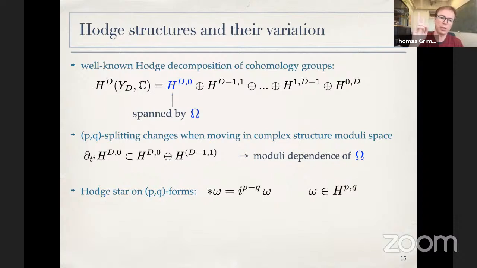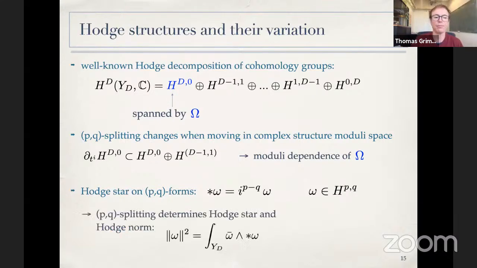If we know precisely how this (p,q) splitting changes, then we also know how the Hodge star behaves, namely on primitive forms, one can show that the Hodge star just acts with an i^(p-q), if I have a (p,q) form. So understanding the (p,q) splitting implies an understanding of the change of the Hodge star. And in fact, the (p,q) splitting also determines the Hodge norm, which is the integral over omega wedge star omega. Of course, you have seen this everywhere if you do any compactification. This is always the object which we are interested in. They determine the kinetic terms of our fields and so on.